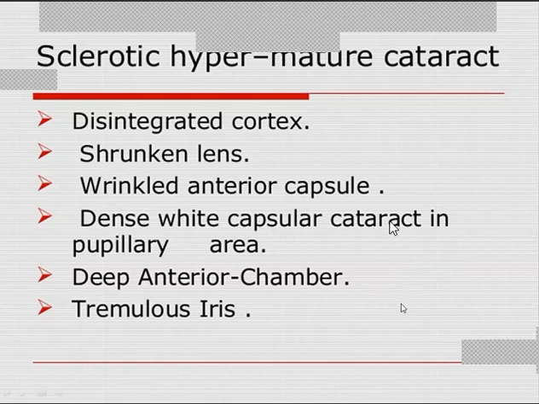And so in the sclerotic hypermature cataract, the deep anterior chamber is seen, and the wrinkled anterior capsule is seen, and the dense white capsular cataract in the pupillary area, as in the case of the Morgagnian cataract. And here another thing is tremulous iris. That means the iris is freely mobile because the lens is not having any support.